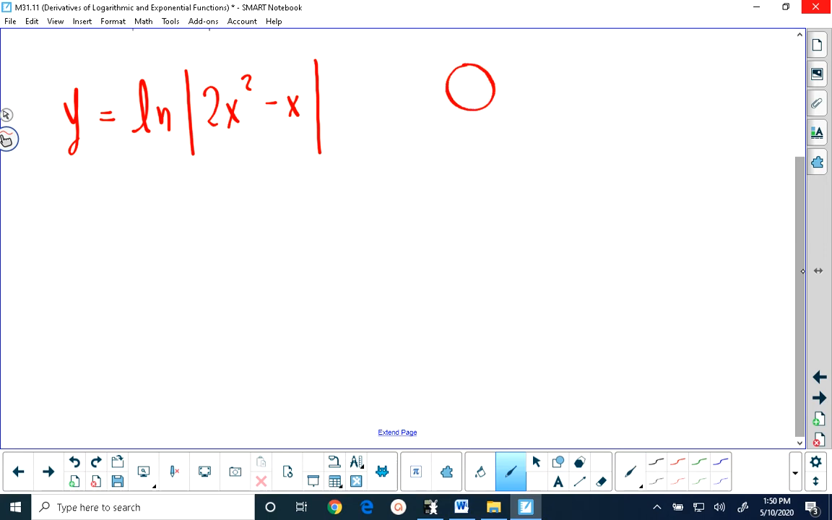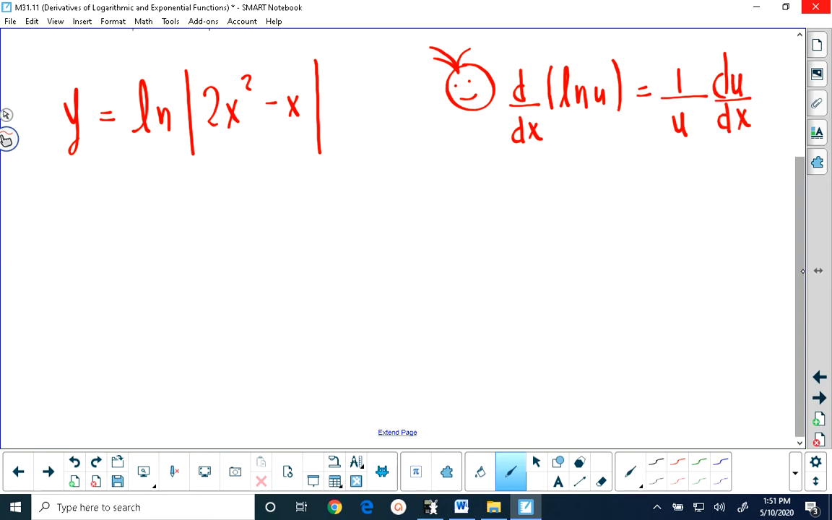Well, from your formula sheet, or probably from memory after today, the derivative with respect to x of the natural logarithm of a thing is 1 over that thing times the derivative of that thing. You will remember that the derivative of ln of x is 1 over x. You will know that pattern. Because we know that's the case, the derivative of this expression will be 1 over 2x squared minus x, 1 over the argument, multiplied by the derivative of the argument.